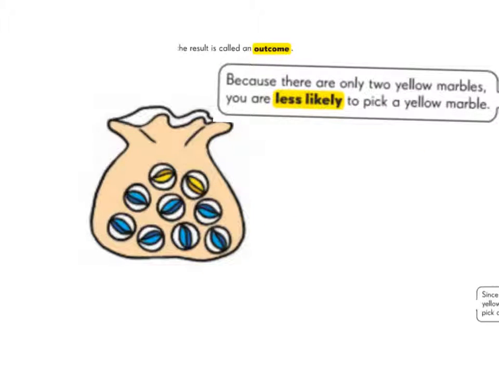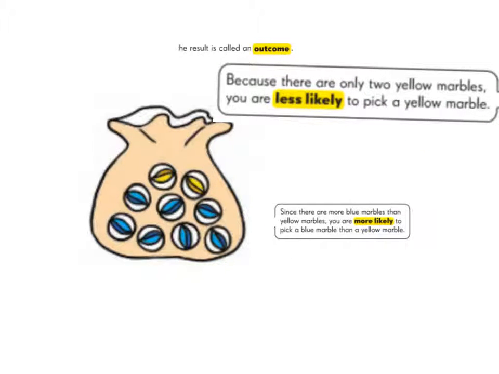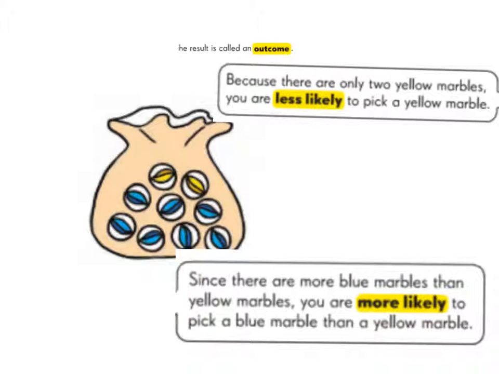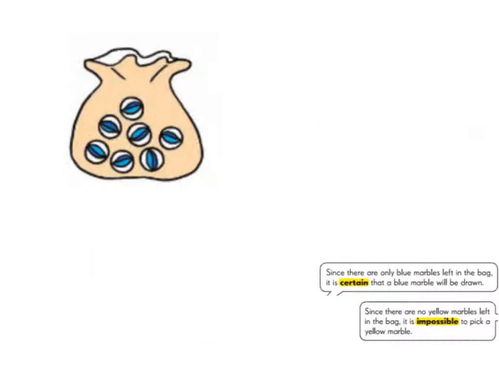Now, if you put your hand in and you chose a blue marble, there are more blue marbles. So since there are more blue marbles, you are more likely to pick a blue marble than a yellow marble. The result or the outcome of picking a blue marble is more likely.